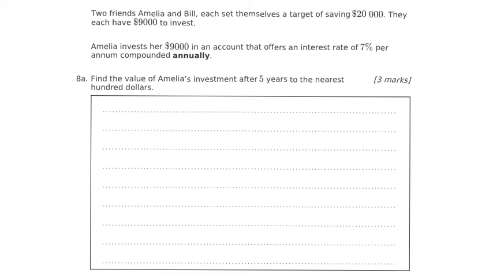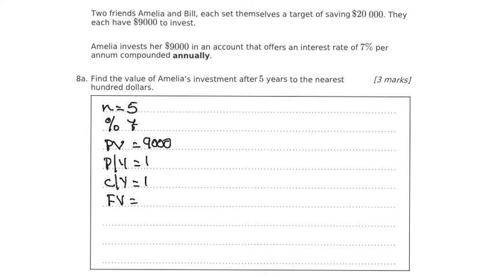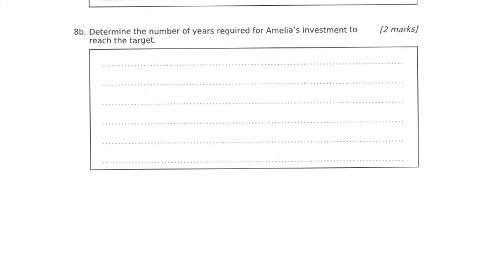In this question, use the financial solver. We know that n is equal to 5, the percentage rate is 7, the present value is 9,000, py is equal to 1, cy is equal to 1, and we want to find the future value. If you use your financial solver, you will get the answer 12,622.965. To the nearest $100, that is $12,600.